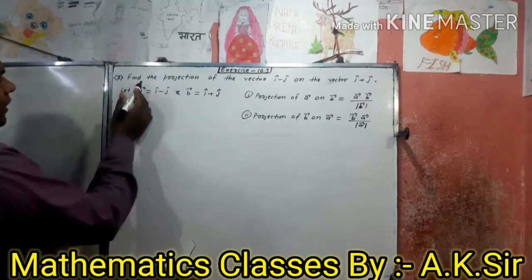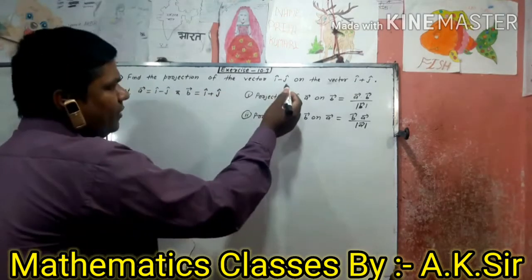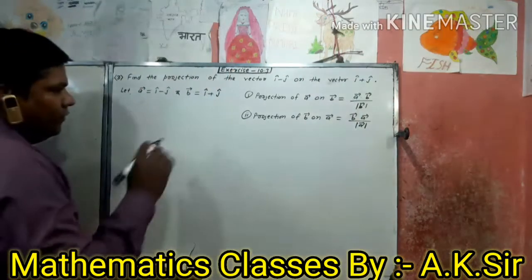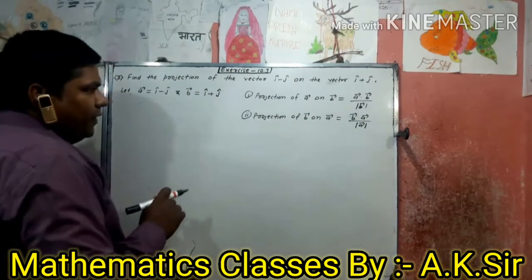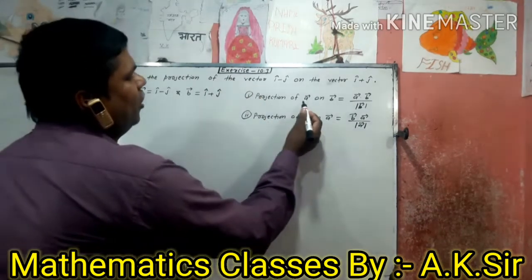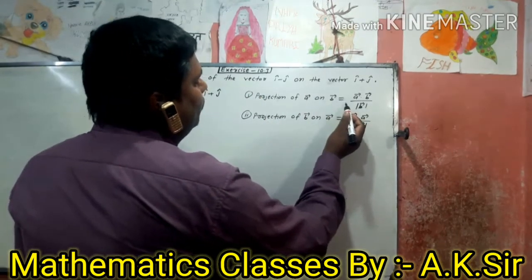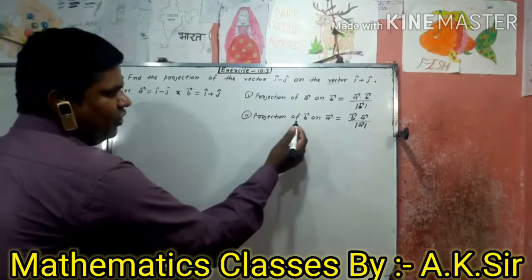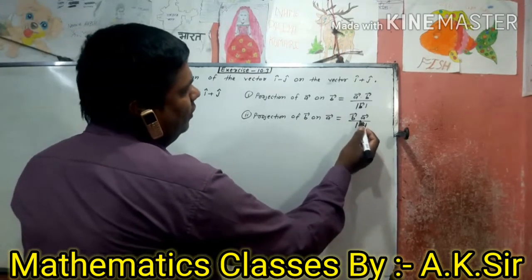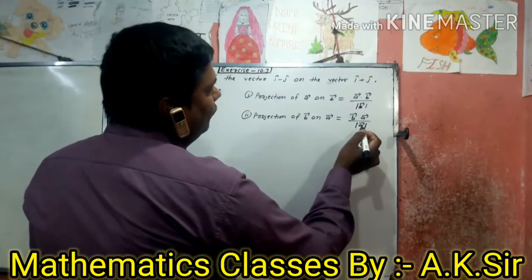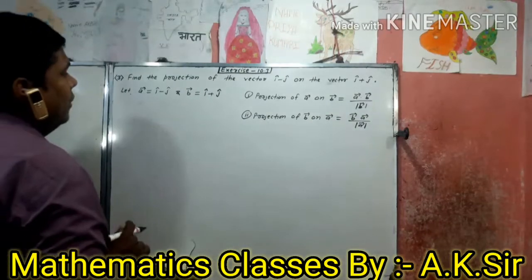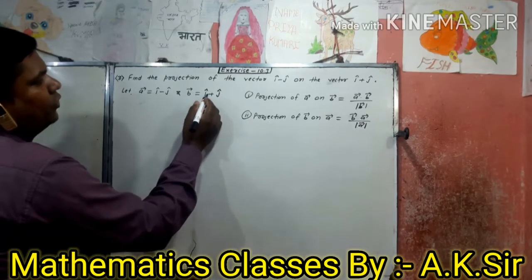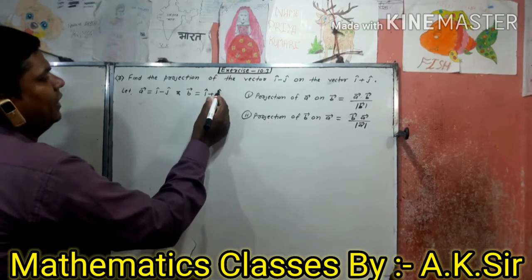Question 3. Find the projection of the vector i cap minus j cap on the vector i cap plus j cap. Before solving this question, first: projection of A vector on B vector is equal to A vector dot B vector upon magnitude of B vector. Projection of B vector on A vector is equal to B vector dot A vector upon magnitude of A vector. Let A vector be i cap minus j cap and B vector be i cap plus j cap.